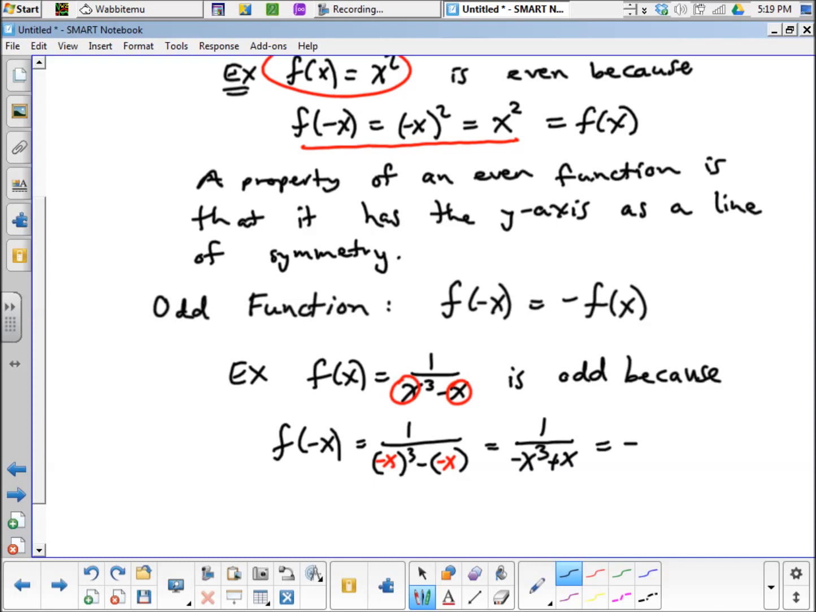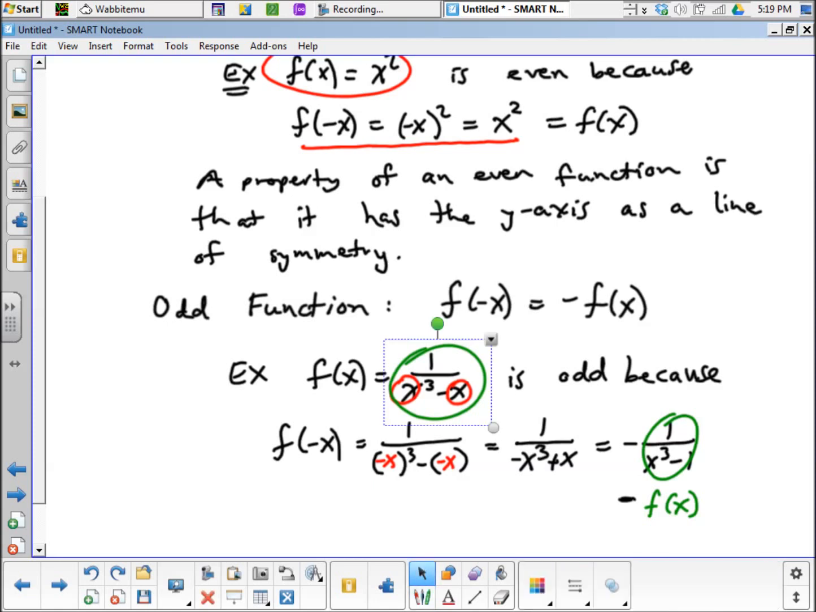And if I pull out a minus 1 from the bottom, I get this. But what is this? This is just negative f of x. See it? This is f of x that we started with way back here. And there's a negative out in front of it now. Okay, so we just proved that this function that I gave you is odd. Alright, that's how you can tell.